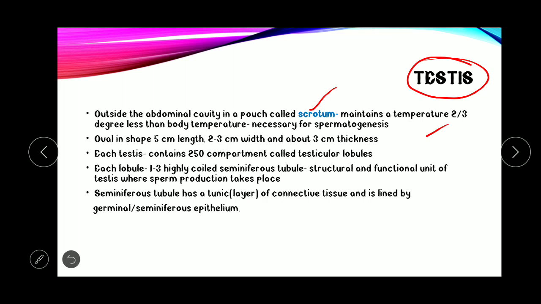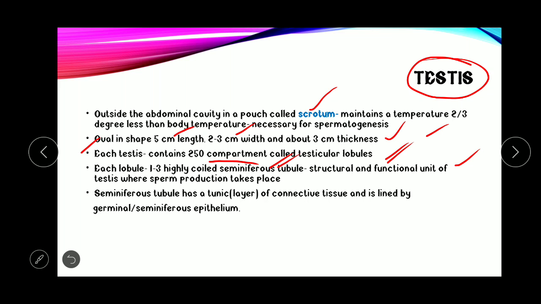So what are the shape, size and dimensions? The testis is oval in shape, about 5 cm in length, 2 to 3 cm in width and 3 cm in thickness. Each testis contains about 250 compartments called testicular lobules. You must not be confused between tubule and lobule. Each lobule contains 1 to 3 highly coiled seminiferous tubules, which are the structural and functional unit of the testis where the actual sperm formation takes place.